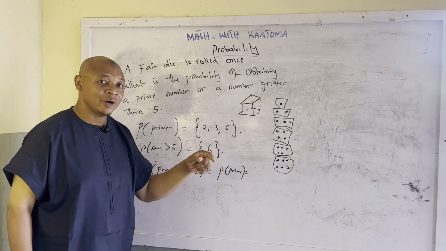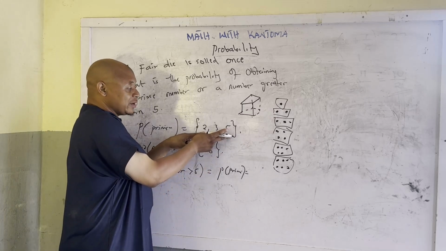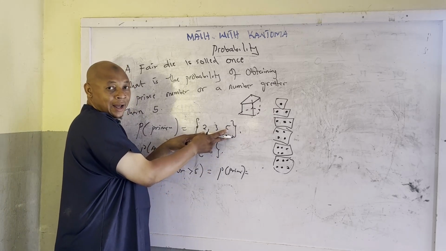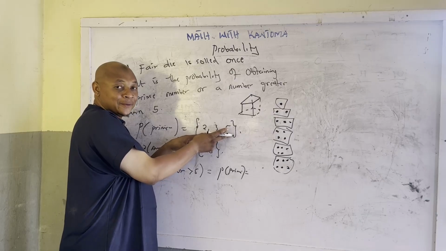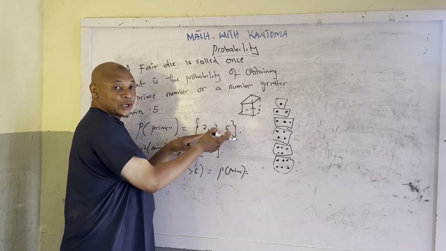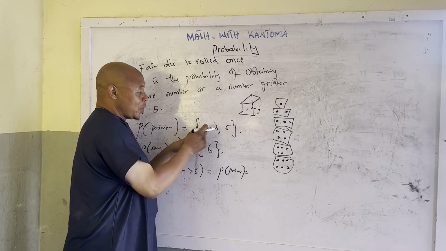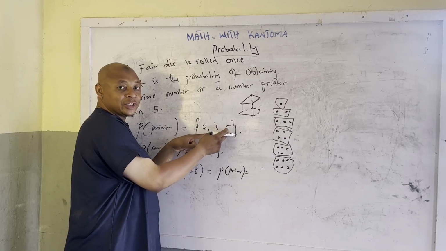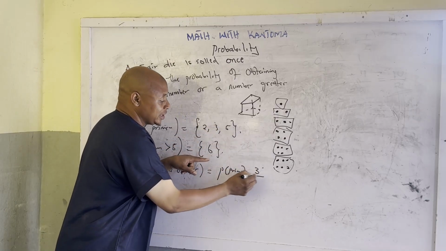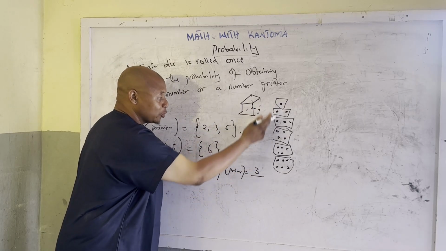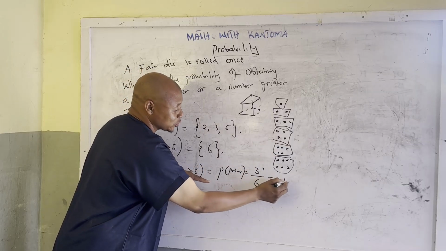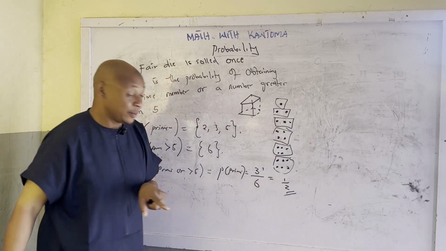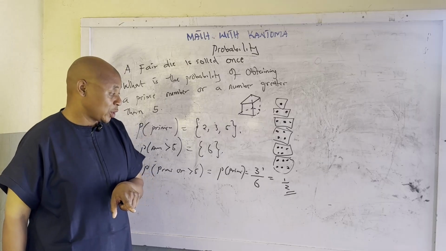Then the possible number of outcomes of this event, which is the prime number. So now I'm dealing with this prime number as an event. What is the total number? The possible number of outcomes is 1, 2, 3. So I have 3 of these prime numbers. So it's going to be 3 divided by the total number of outcomes, which is 6. So 3 over 6, 3 here is 1, 3 here is 2, is 1 over 2. The probability of picking a prime number is 1 over 2.